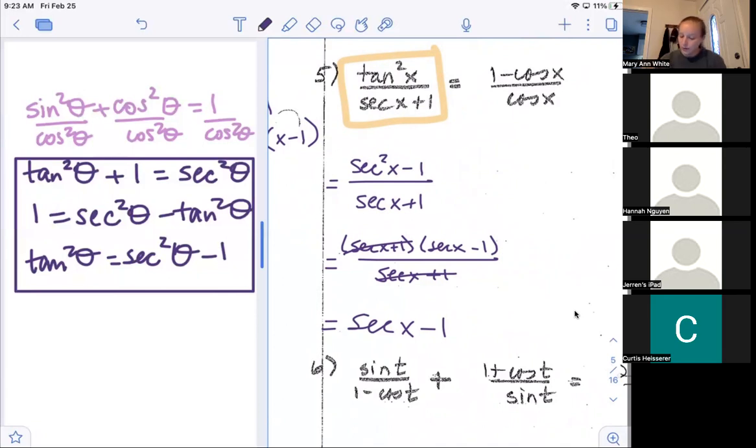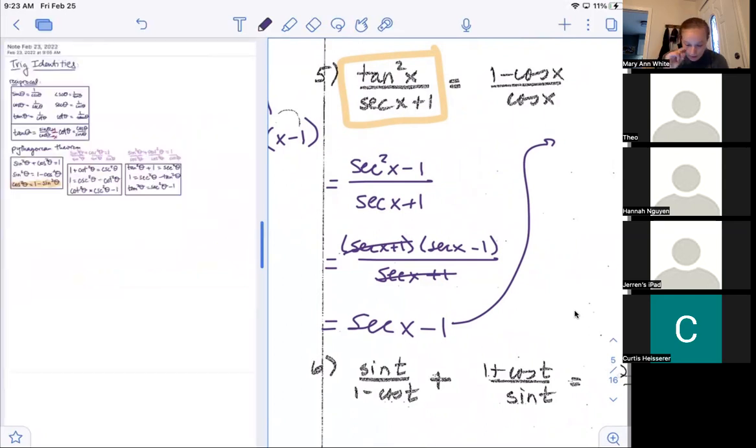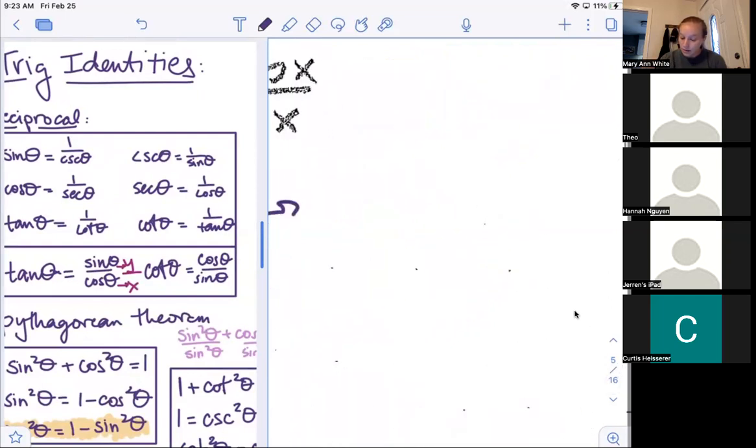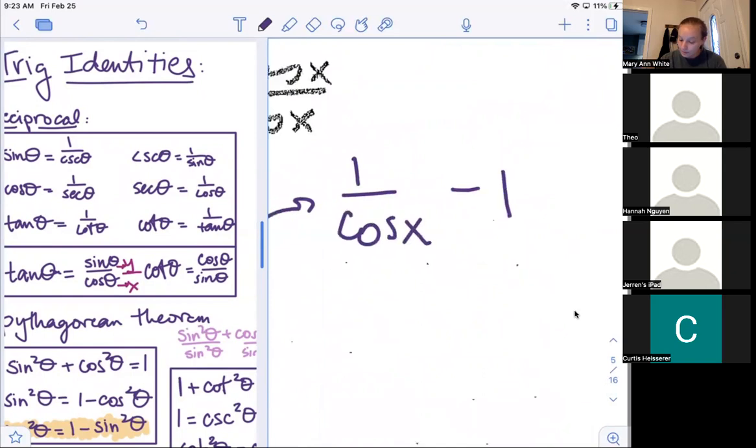What did I say we do whenever we're in doubt? See if we can multiply by what's on the denominator. We can. Let's see, can secant be written as a fraction though? What's secant the same thing as? 1 over cosine. So let's put secant in terms of sine and cosine. So 1 over cosine is what secant is. And now I have minus 1.